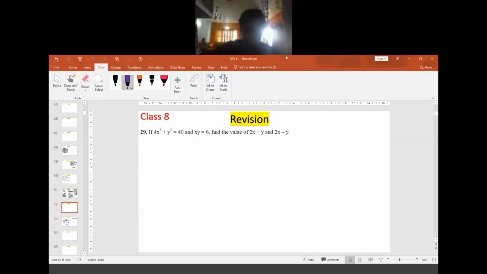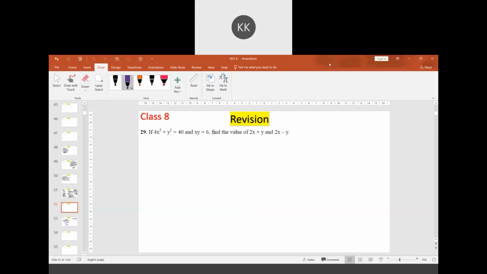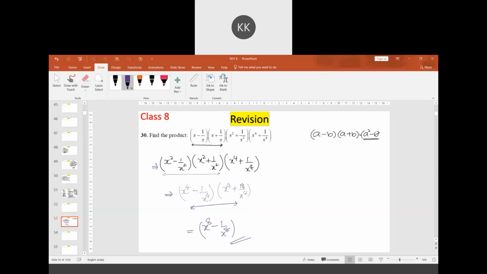Sir, it will be x to the power 8 or 16? Sir, it will be 16. 4 into 4 is equal to x to the power 16. x to the power 4 whole square, what does it mean? x⁴ multiplied by x⁴ is x to the power of 4 plus 4, which is x to the power 8.